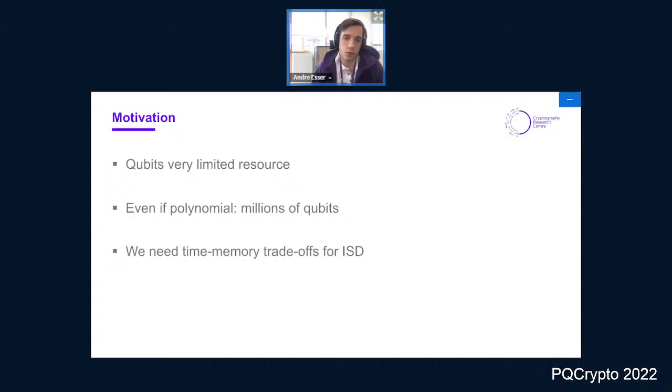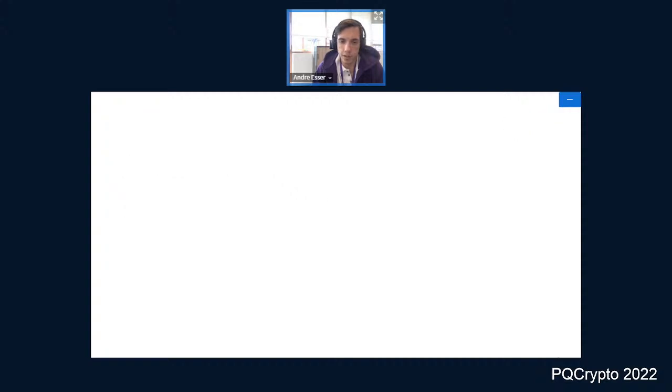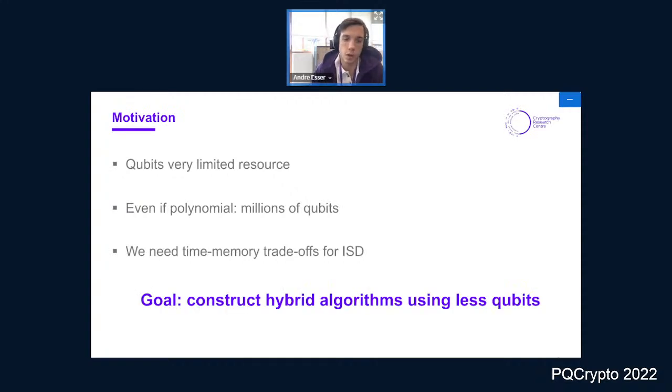And like this, it's the case for information set decoding algorithms, which are the tool for assessing the security of code-based systems. So in this work, the goal was to construct hybrid algorithms that work with a classical coprocessor and use qubits. They do not obtain the full quantum speedup, but still obtain some quantum speedup.